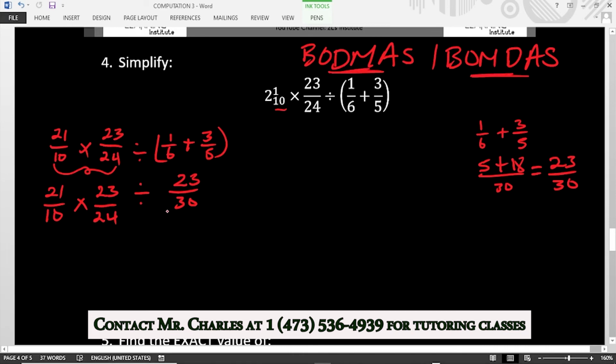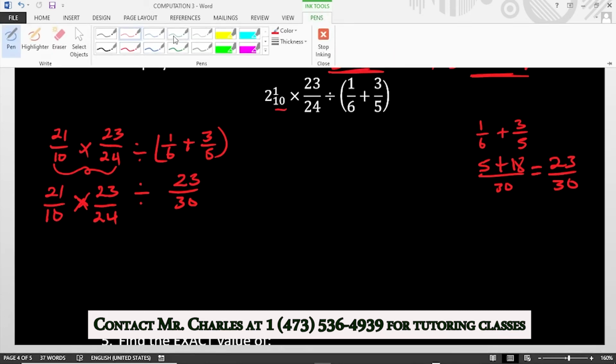In order to determine whether you do division or multiplication first, whenever you have an expression with both, you do the one to the left first. The one that comes first from left to right is the one you do first. So multiplication comes first from left to right, so we do multiplication first. So we say 21 over 10 times 23 over 24. Is there any way we can simplify? Yes, we can simplify.